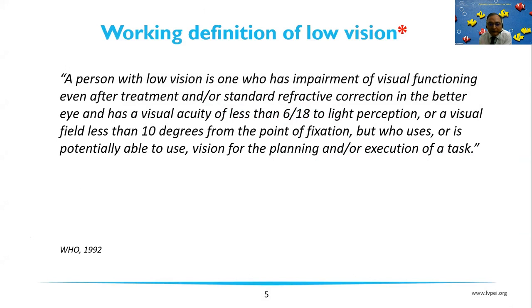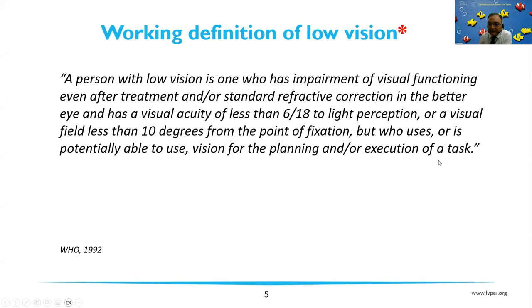Most of you are probably familiar with this definition that WHO gave in 1992 about what is considered low vision. It is a best corrected visual acuity in the better eye of less than 6/18 to light perception, so there is a range up to light perception, or a visual field less than 10 degrees from the point of fixation, but who uses or is potentially able to use vision for planning and or execution of a task.